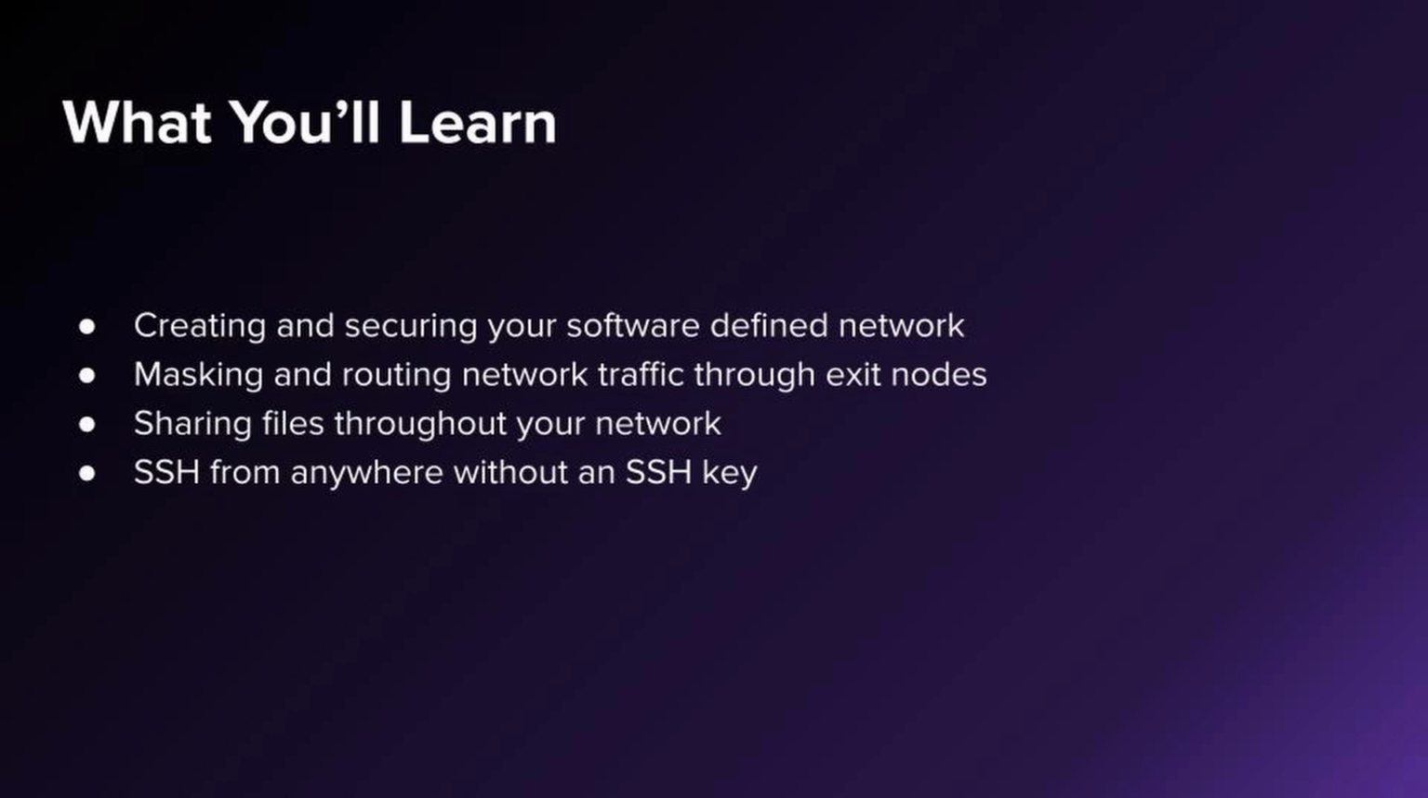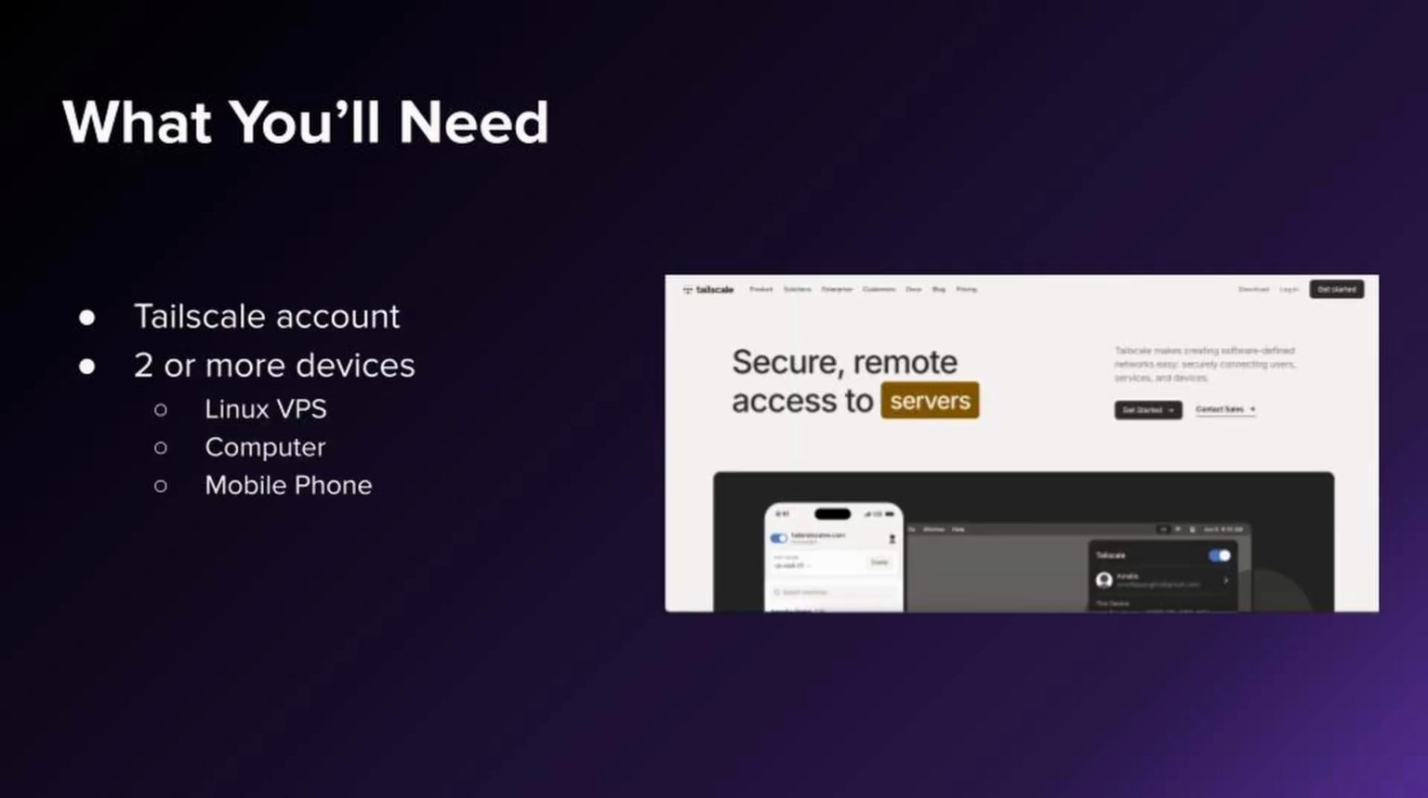So there's a few things you'll need, but before we begin, it's worth noting everything shown in this Level Up is for demonstration purposes. This tutorial doesn't have to be strictly adhered to, and everything shown here is pretty flexible. In saying that, you're going to need at least 2 devices and a free Tailscale account. So for me, I'm going to be using a Linux VPS with Ubuntu 24.04 LTS, a computer with Windows 11, and a mobile phone with Android 14.